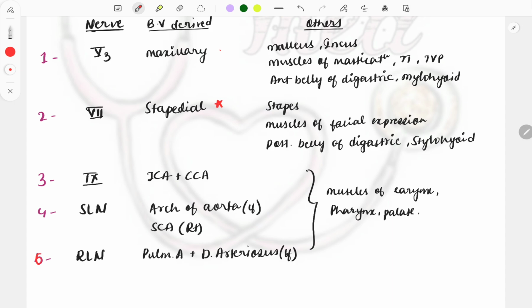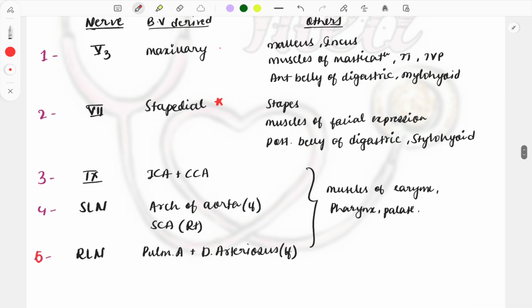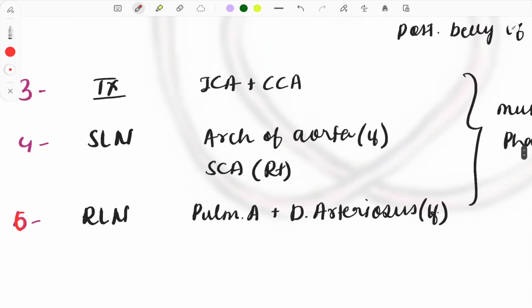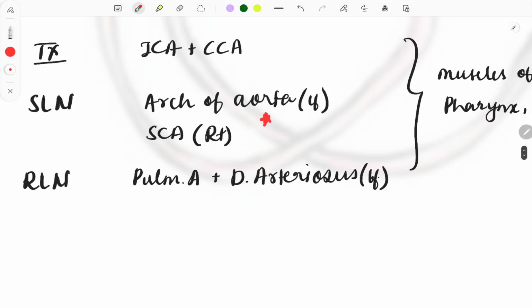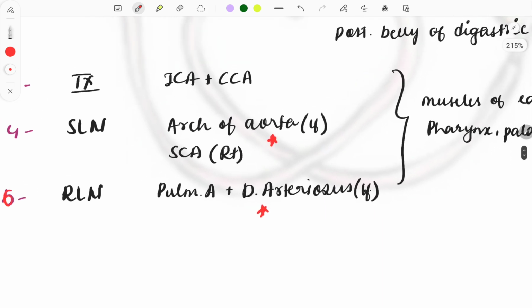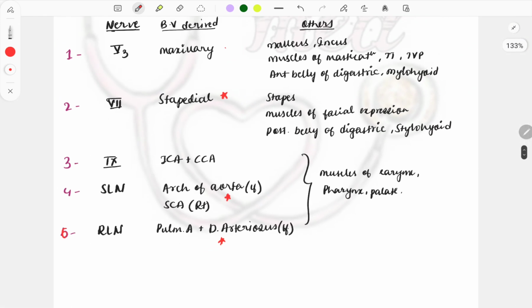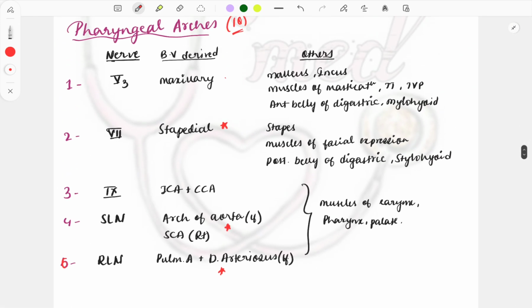So this was a PYQ. Then for the 3rd it is the vagus, and for 4th it is the superior laryngeal nerve, SLN, and for the sixth it is the recurrent laryngeal nerve. So these two are important. जो ये blood vessels हैं ना, this one pulmonary artery, ductus arteriosus and the arch of aorta. So these blood vessel derivatives are also important.